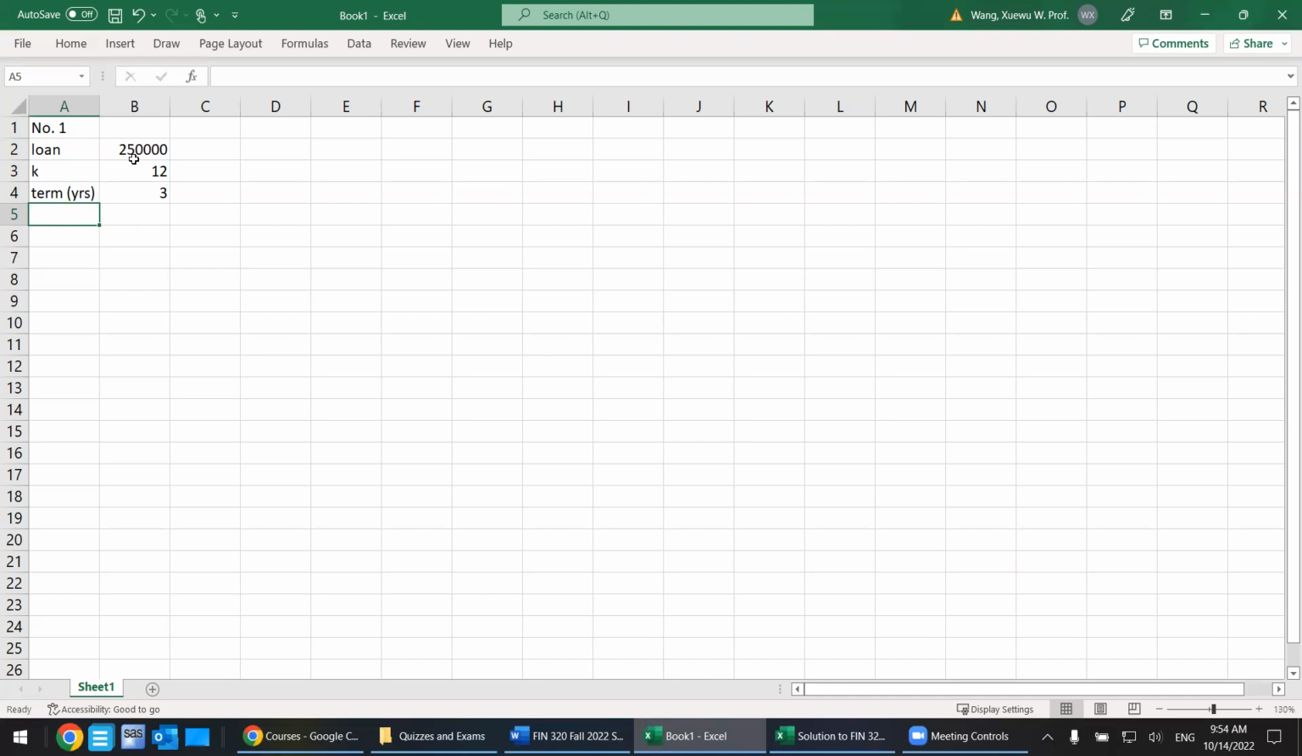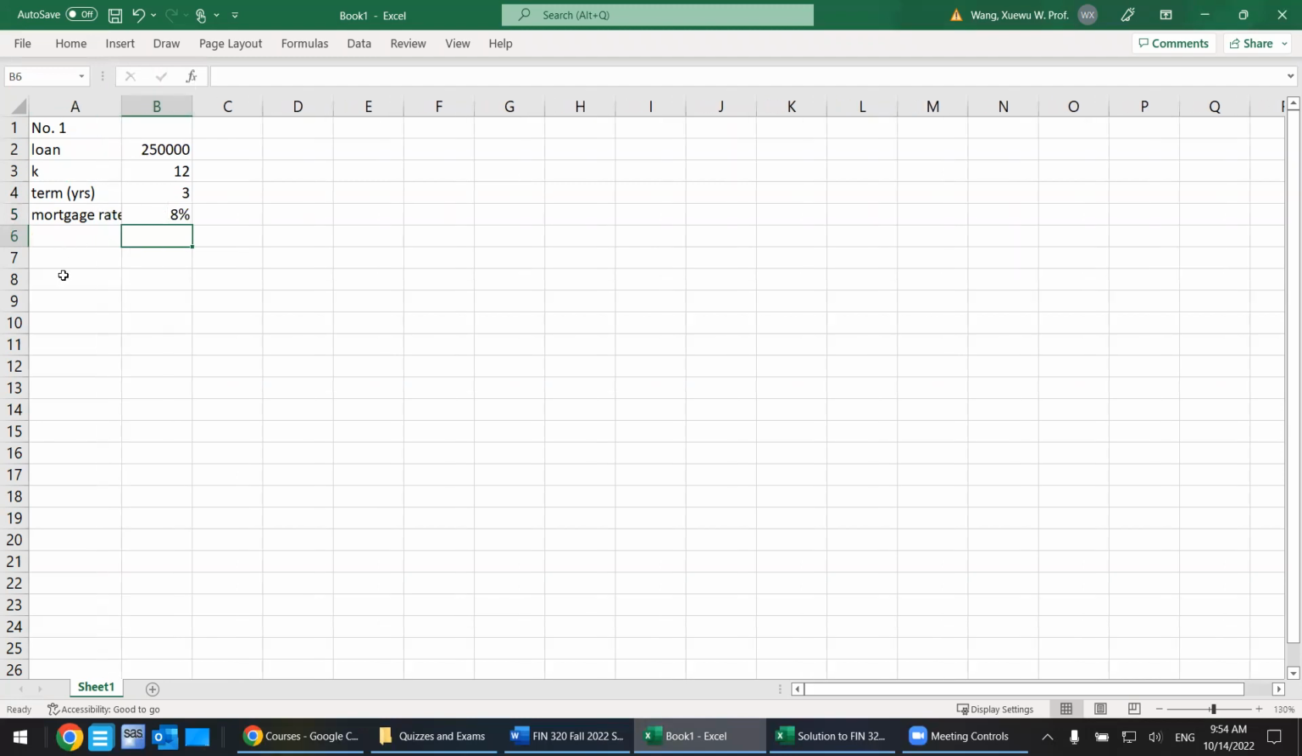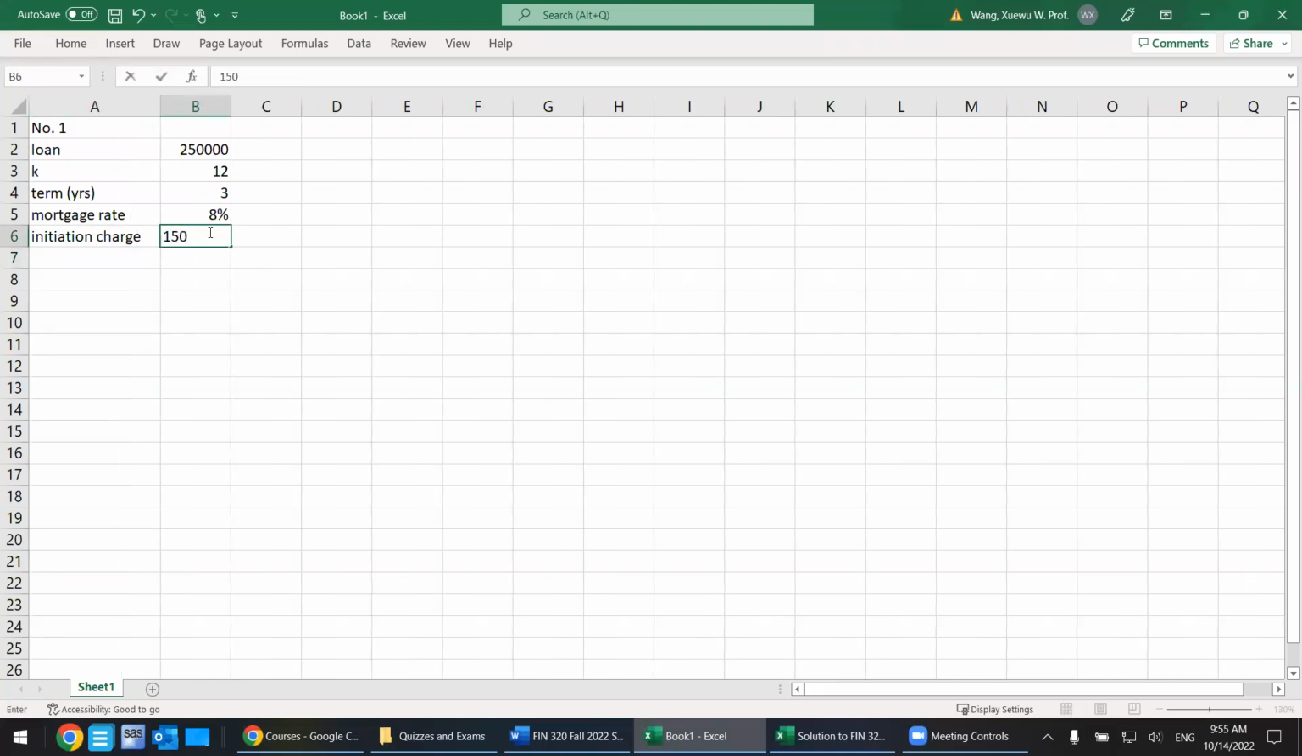So that's an ordinary annuity, and the mortgage rate is 8% per year, but it's compounding monthly. Okay, and we also have the initiation charge, and that's a flat rate of 1,500. All right, and then you also have 1 point. So this is 1 point.